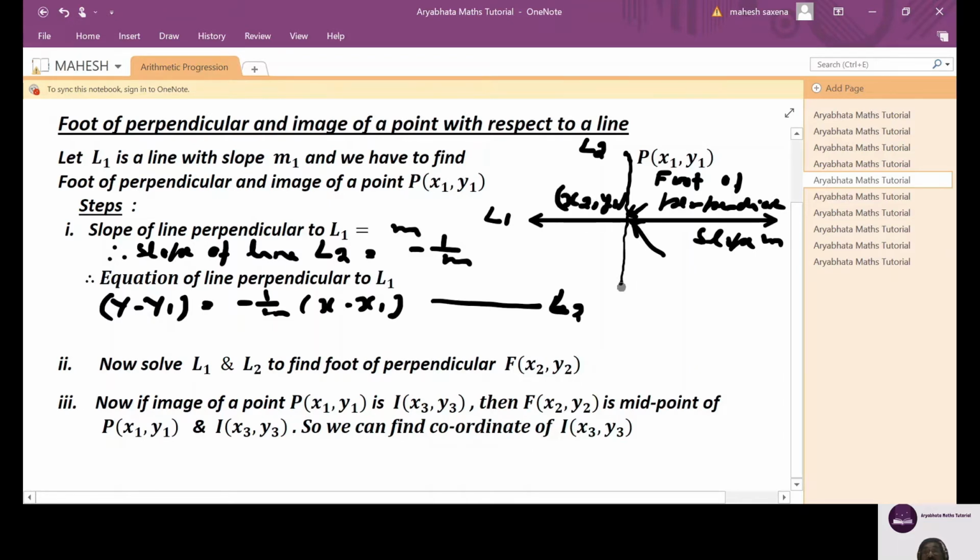Now suppose this point is the image whose coordinates are x3, y3. The image of x1, y1 is x3, y3, and the foot of perpendicular will be the midpoint of point P x1, y1 and the image x3, y3, so that we can find the coordinates of the image, that is x3, y3.